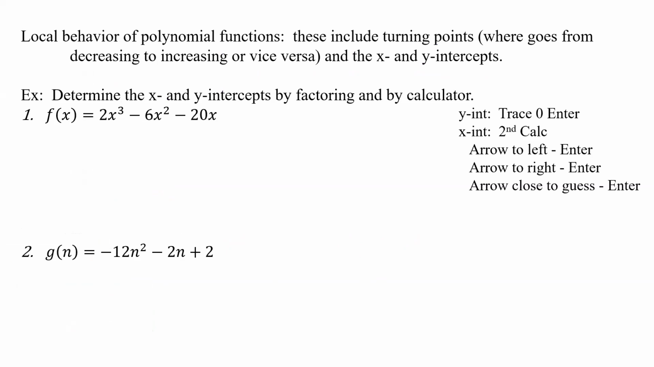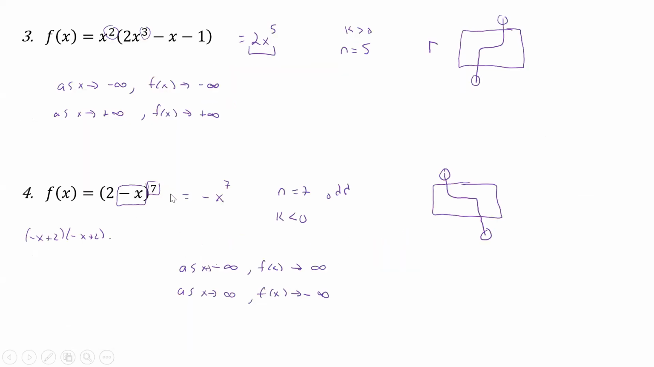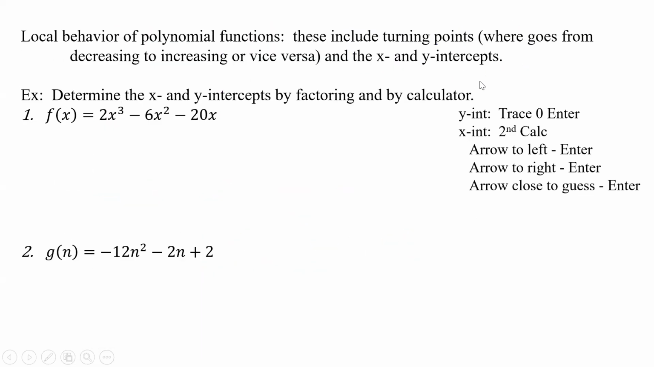All right, so here what we have is we have local behavior. And so local behavior of polynomial functions basically is going to tell us where are the turning points. And so, what's happening, on these, we didn't know what's in that square. We don't know what's going on. We just know the end behavior. So now we're going to kind of start looking at what's going on in between there.